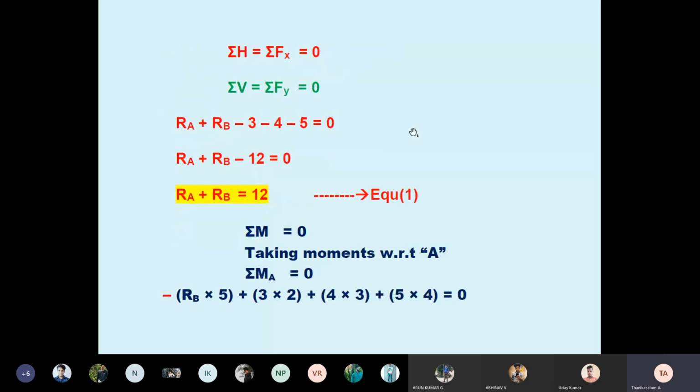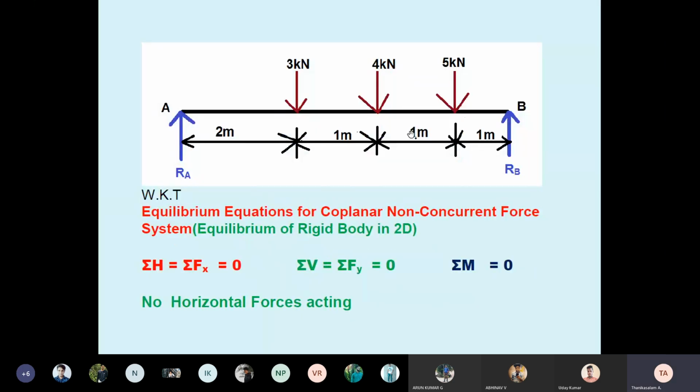Very simple, no? What have you followed? In the given diagram, they asked what are RA and RB. So we have assumed equilibrium. Already I told you the equilibrium equations: summation of H equal to 0, summation of V equal to 0, summation of M equal to 0. Why am I writing these equations? This is the equilibrium equation for a rigid body. It's a standard condition, the equilibrium equation for a rigid body in 2 dimensions. I think I explained enough for these problems.